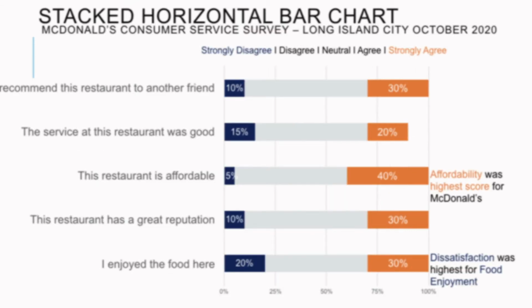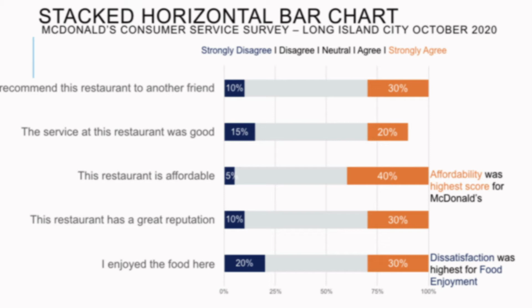Ooh. So here we can see that for the results of this survey question, or these statements rather, the blue has been highlighted, the orange has been highlighted. Strongly disagree, strongly agree, great, love it or hate it, right? And we can see here to the right-hand side, there are some really nice call-outs. Affordability was highest score for McDonald's. Satisfaction was highest for food enjoyment. And so these are great ways in which we can kick out some call-outs, kick out some recommendations to get in and to get out.